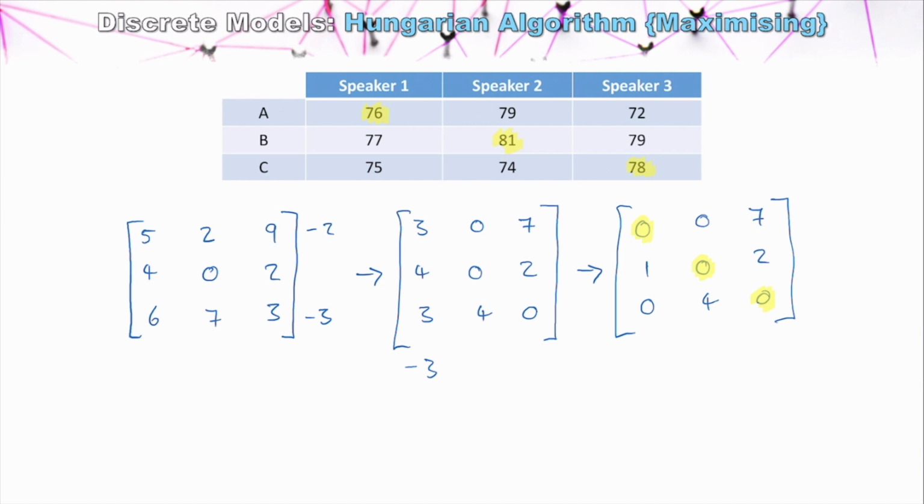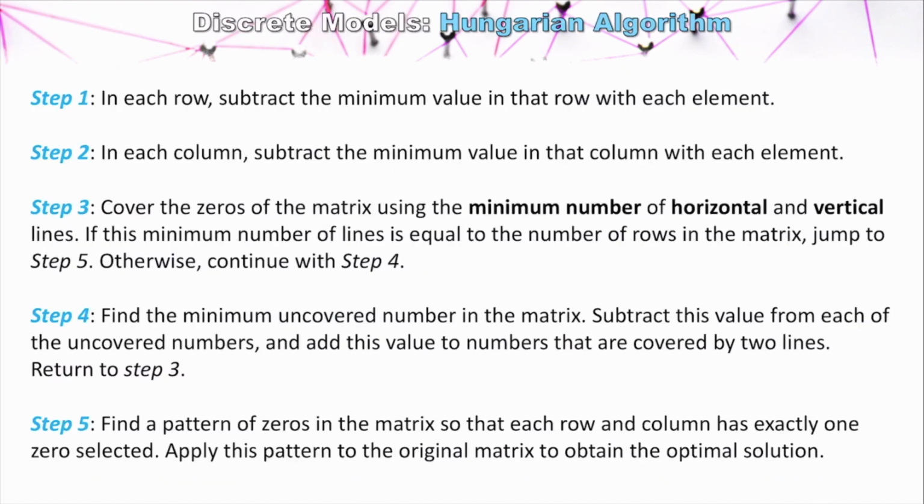So the important step with maximizing is we've got to change it to a minimizing problem first. How we do that is we look for the largest number in our array and we subtract every other number from the largest number of our array. And that in essence summarizes the Hungarian algorithm.